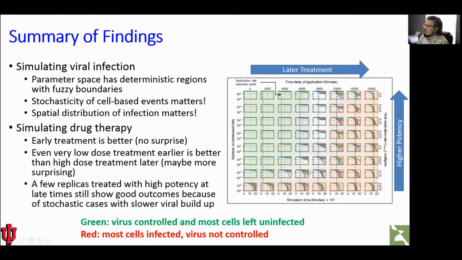You'll see this, for example, in the next to bottom row. This is a 25% reduction in the replicating rate, very much on the weaker end of the parameter sweep that we did. And for later therapies, you see that there's a deterministic negative outcome for very late therapy. But as we move to the left, even to, say, initial simulation time or very close thereafter, we still get some positive outcomes even for weak therapies.